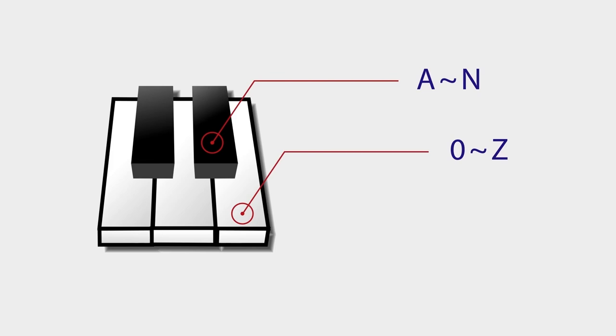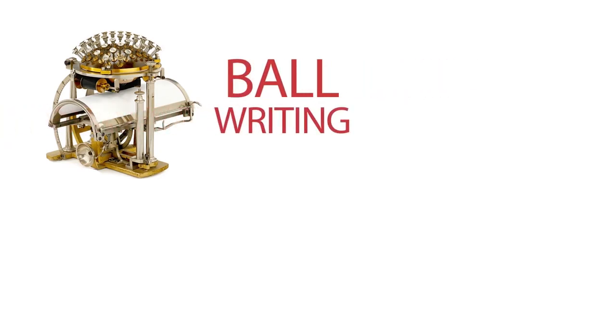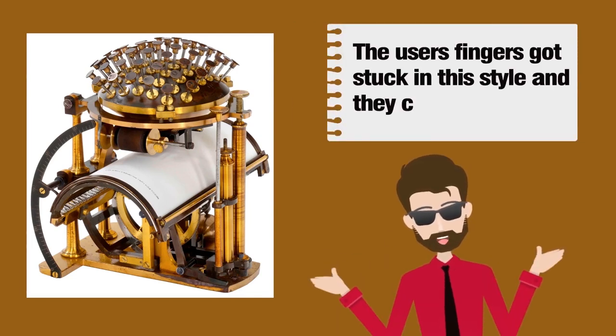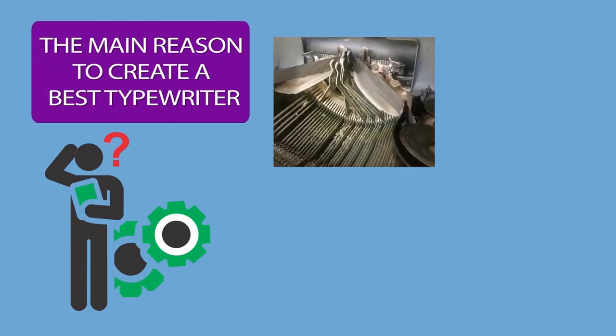The first idea of arranging the keys was brought by Hughes, who created a typewriter in a piano pattern. The black keys show A to N, while the white keys show O to Z. Maybe he liked the piano as well. The inventions kept happening. Another typewriter was the ball writer, created in 1865 by Hansen. But as the style was like a ball, users' fingers got stuck and they couldn't type well. So the main reason to create a better typewriter was to keep it from getting jammed.